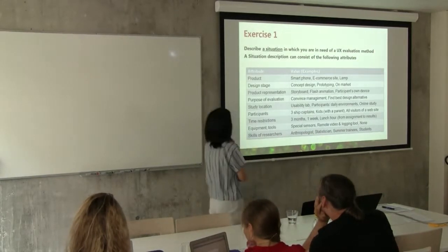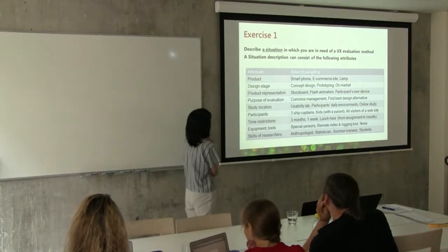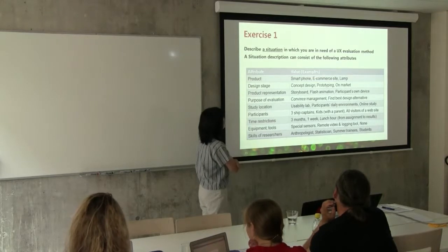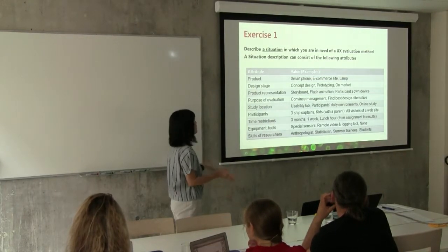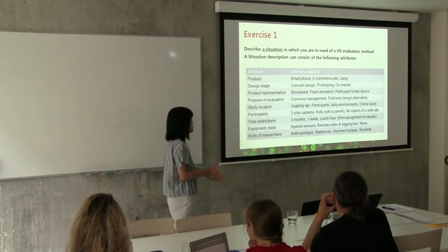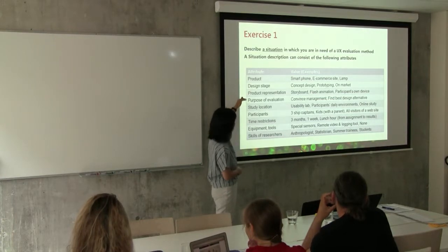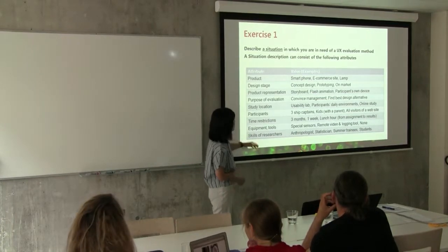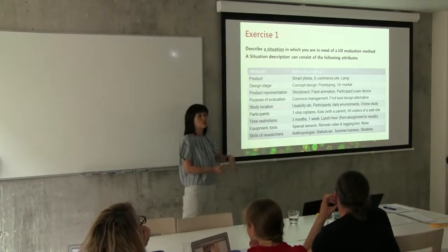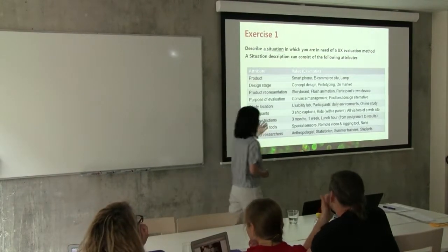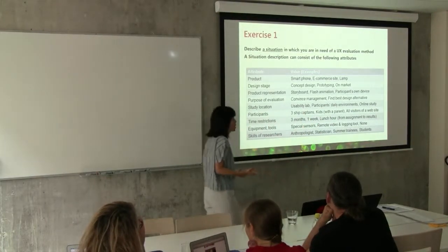This is the first small exercise. Now I give you the example. Describe a situation in which you are in need of a UX evaluation method. The first step is to think about the situation, your evaluation needs. These are the attributes: the product, design stage, product representation, and so on. These are the examples. Maybe for your participants, you need to know what kind of product you develop.